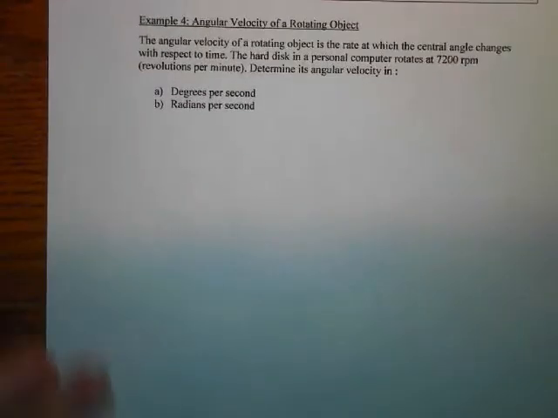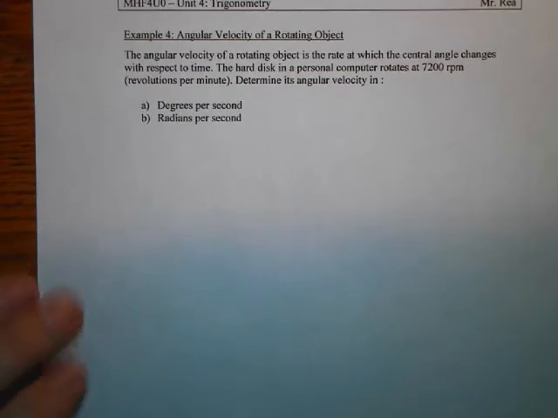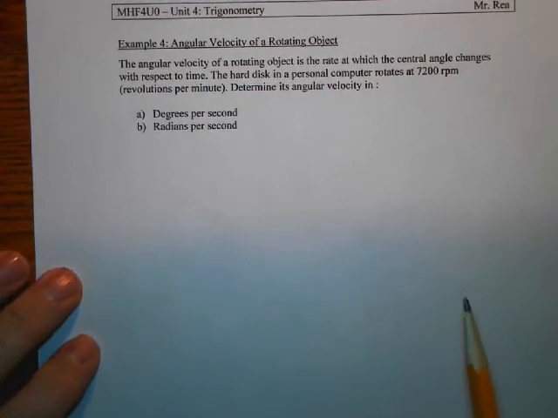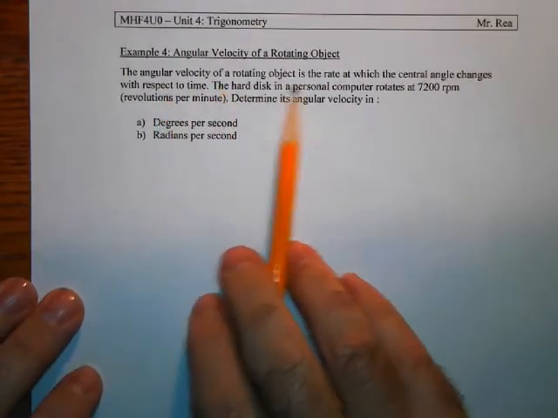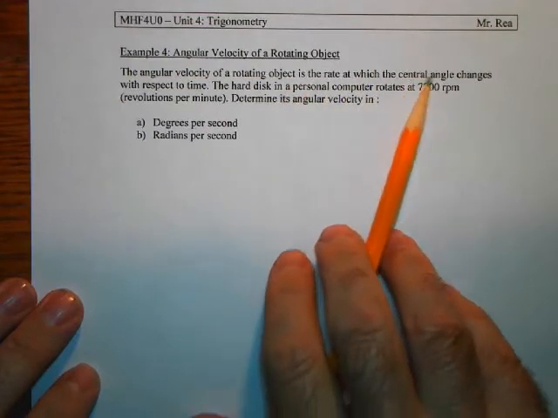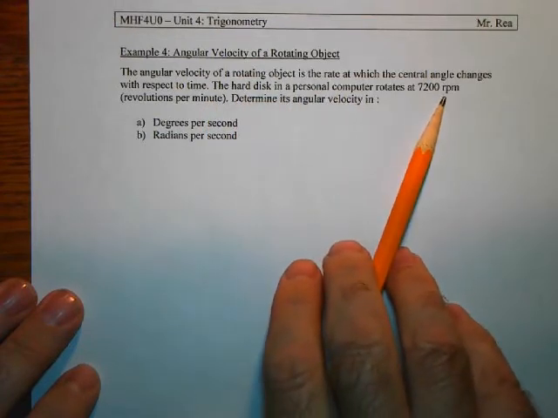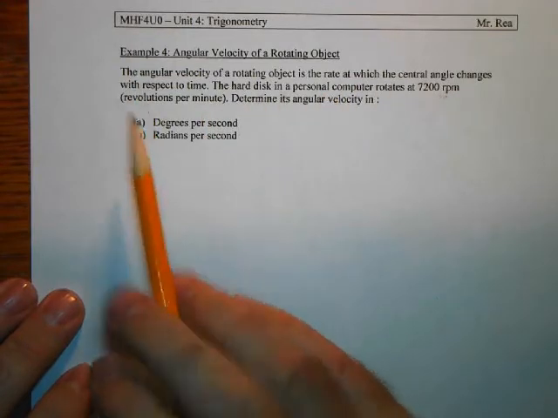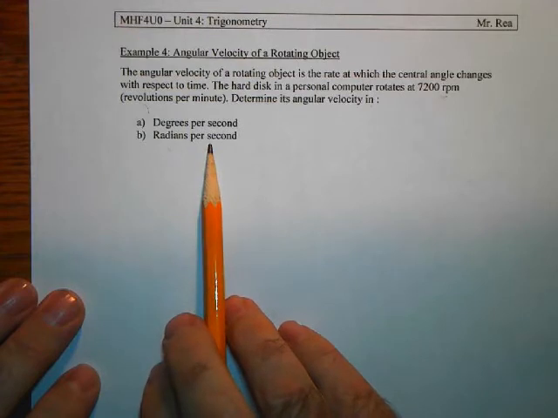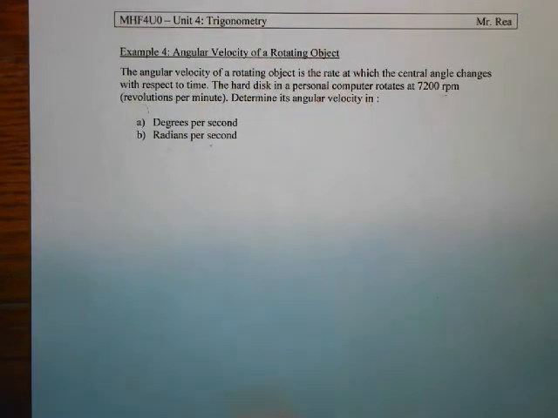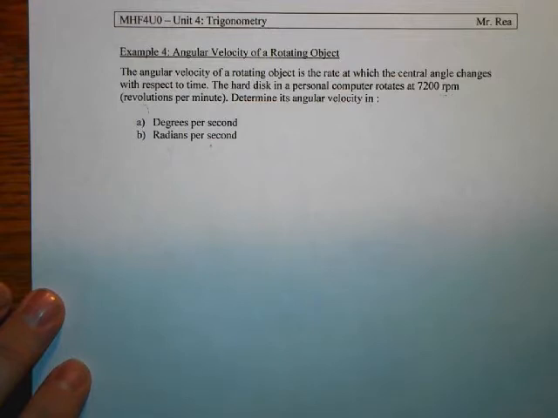Okay, last example. This has to do with the angular velocity. So you'll see a couple of these questions. It's just a matter of figuring out the steps you have to do. So let's just read this. The angular velocity of a rotating object, so this is the definition of angular velocity, is the rate at which the central angle changes with respect to time. The hard disk in a personal computer rotates at 7,200 RPM, rotations per minute, revolutions, same thing. Determine its angular velocity first in degrees per second and radians per second. So instead of measuring the rotational speed in how many rotations per minute, we want to know how many degrees per second this hard disk is turning.